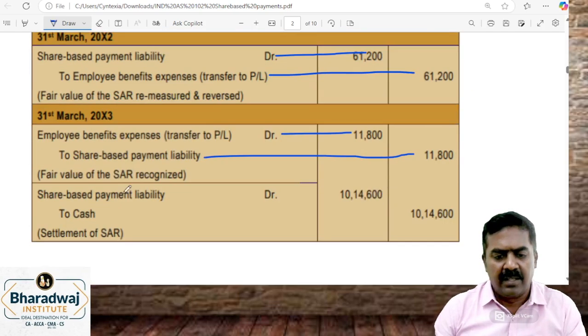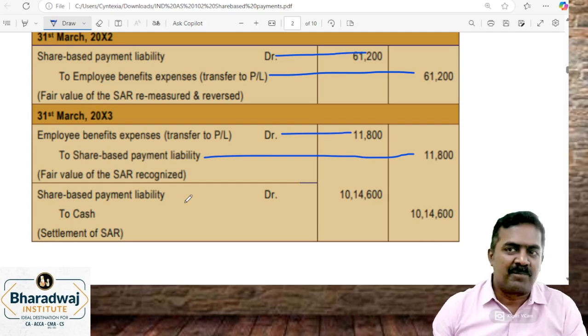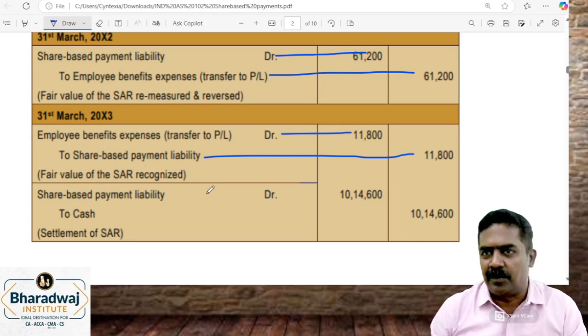10,14,600 you have to pay. Share based payment liability account debited to cash. Is there a chance of this lapsing? We pay cash to the employee, but if we allot shares, there's a chance that the employee may say we do not want to buy the share. But when you give cash, all will opt for the cash.